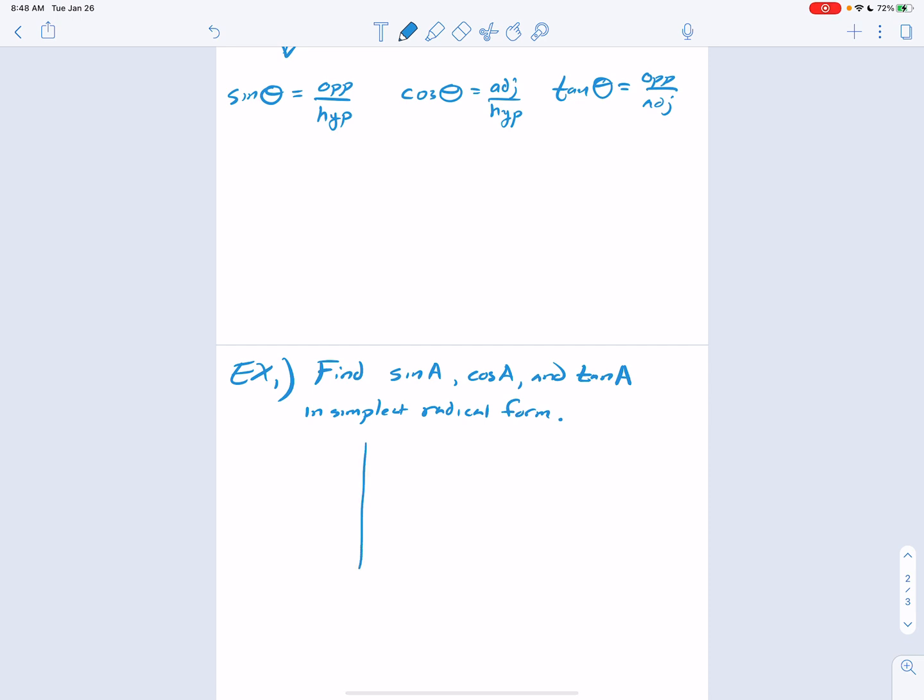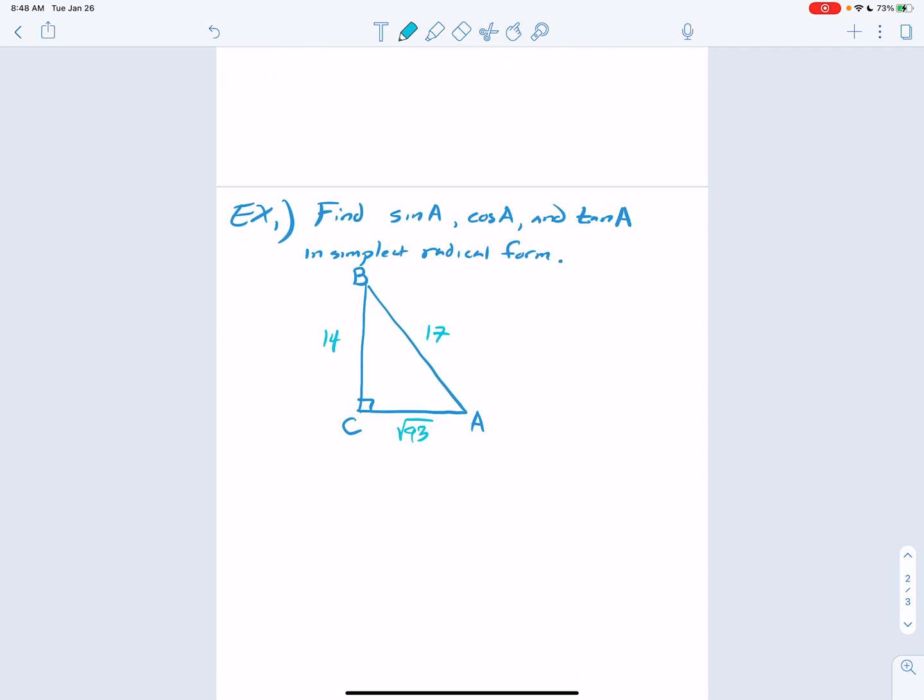So suppose the picture I gave you was this right triangle here. Make sure that you guys are labeling it appropriately. This will be A, B, and C, okay? I'm also going to tell you that this is 14, this is 17, and this is the square root of 93. Okay? So, here we go.